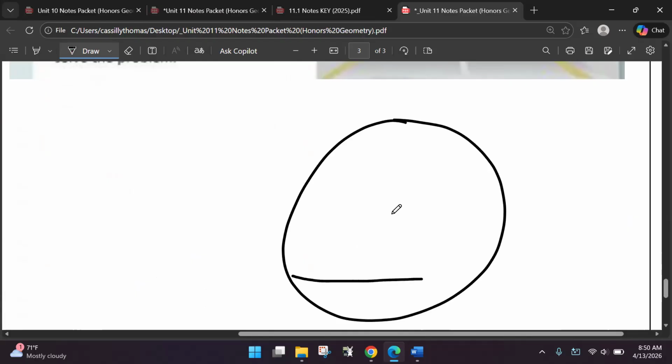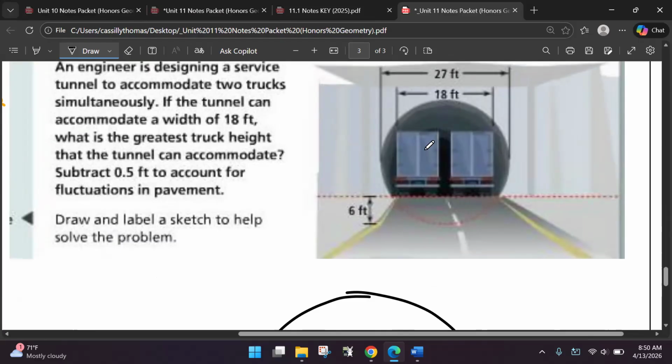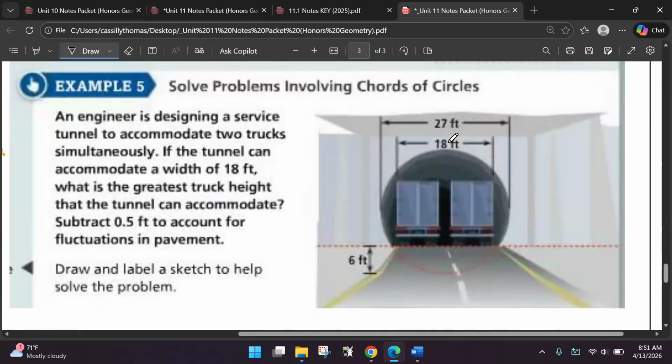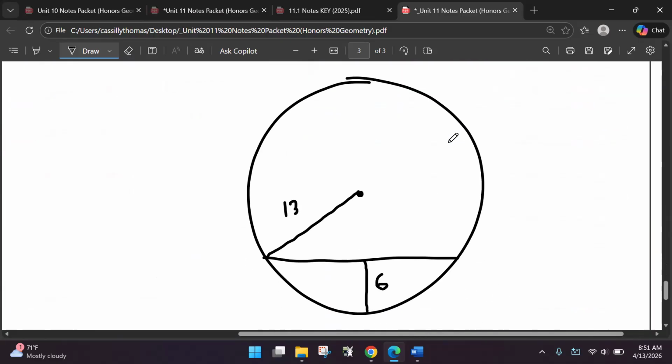So here, I'm going to draw a new picture because I don't really like what's going on in that one. All right, so we have a perfect circle once again. That's a little bit better. All right, so this is 6 feet. All right, what else do we know? The truck's corner, so this is going to accommodate 18 feet. Well, the diameter is 27, so that means our radius is going to be half of that, which I believe is 13.5.